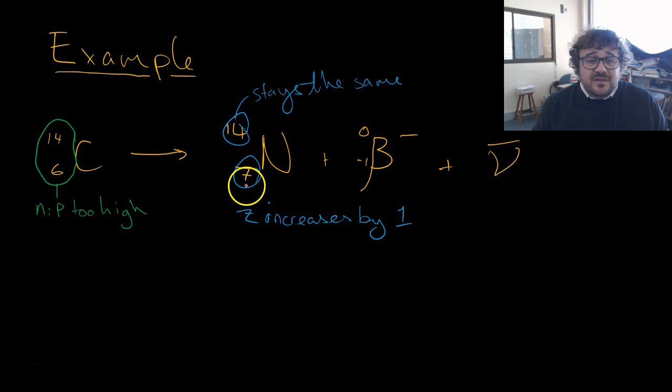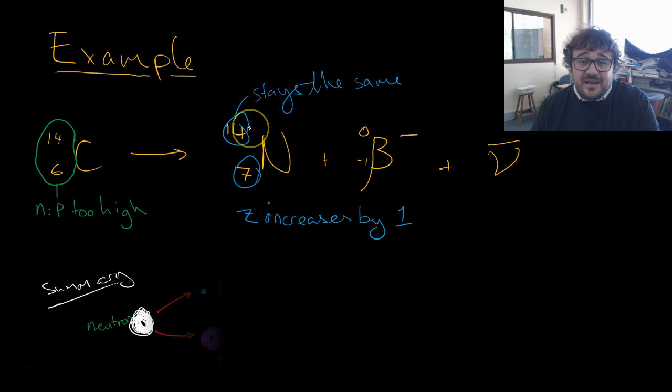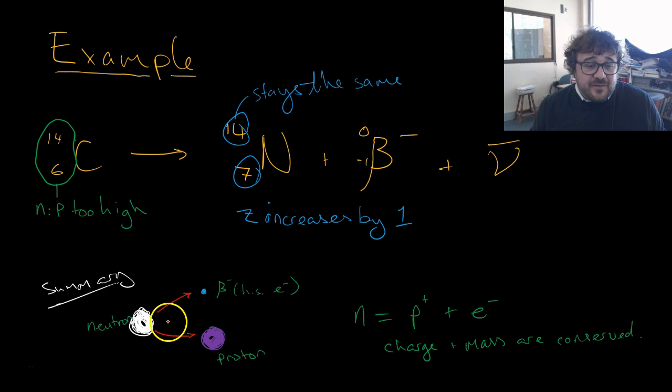The Z, or the atomic number of protons, increases by 1, and the number of neutrons decreases by 1, so the atomic mass stays the same. And this is what we have. We have the neutron here, and it's what falls apart, and it releases a beta negative particle, which is a high-speed electron, and a proton.